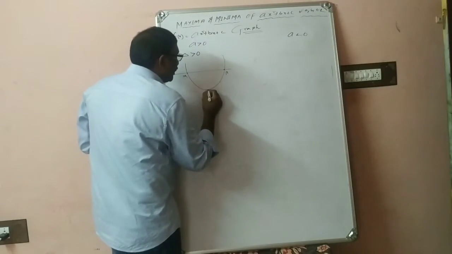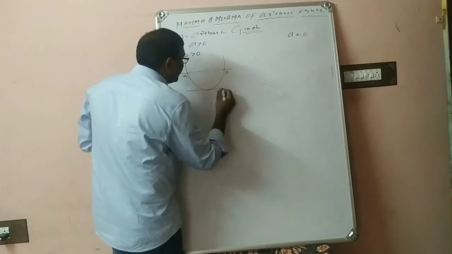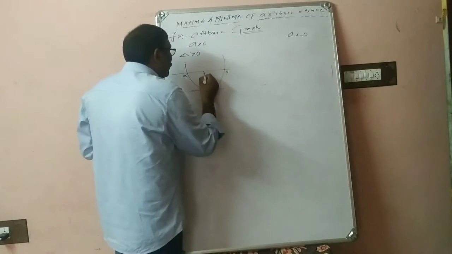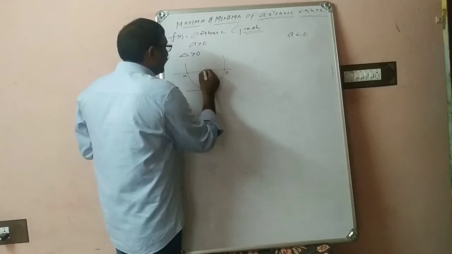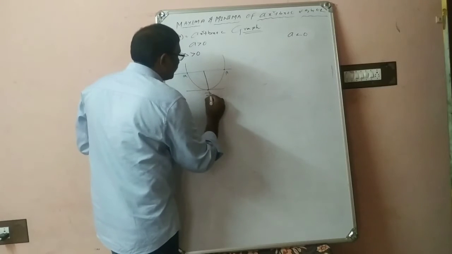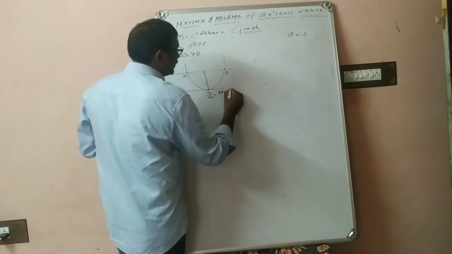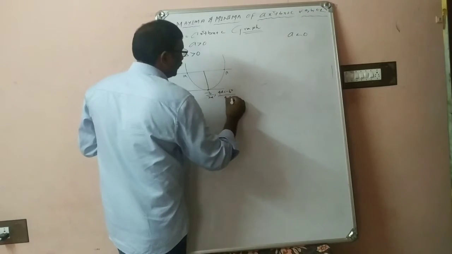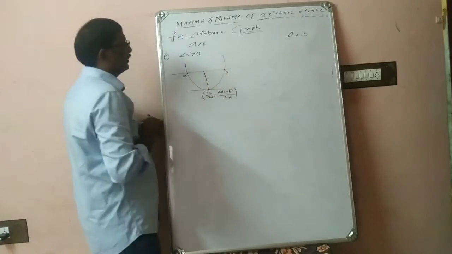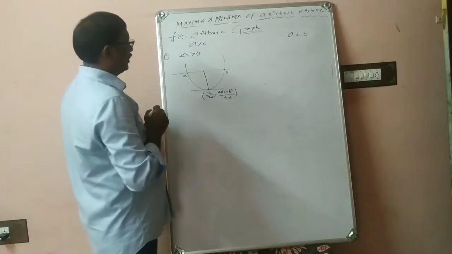Where is that minimum point? This is the vertex of the parabola. You will get the minimum value here. Where are you getting the minimum value? At minus b by 2a. What is the minimum value? (4ac minus b square) by 4a. This is the upward parabola.